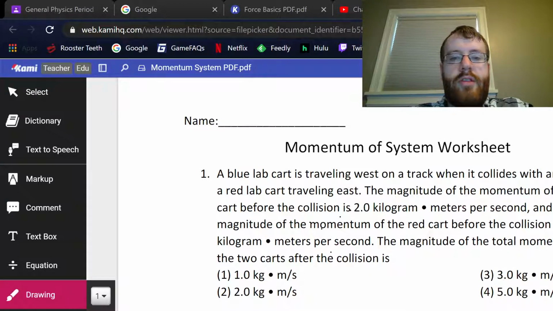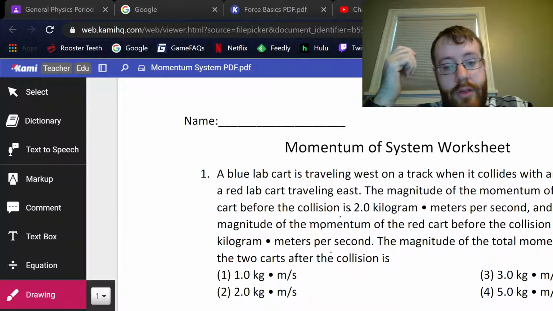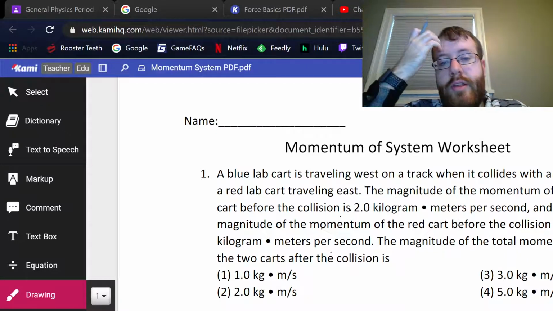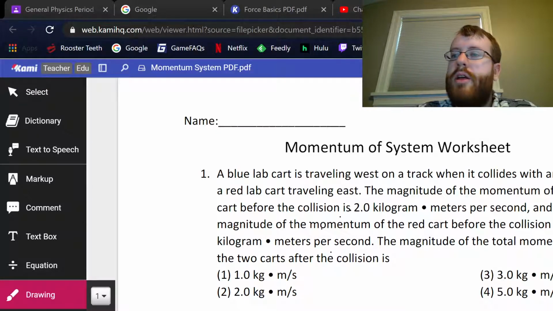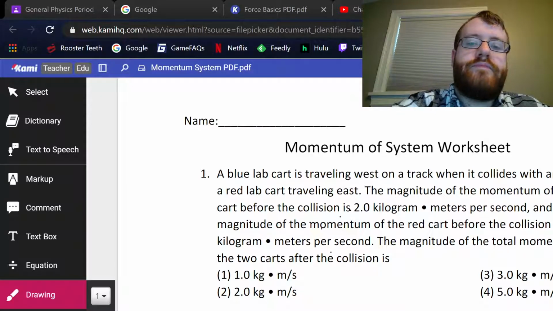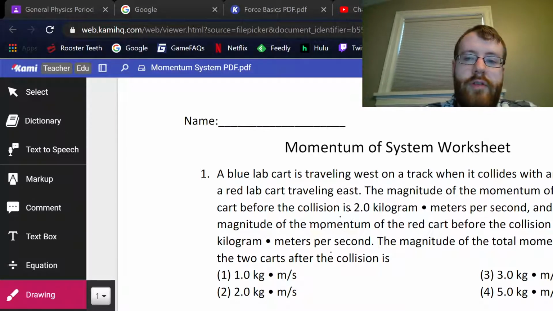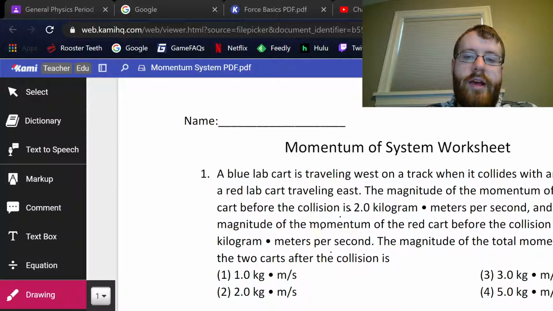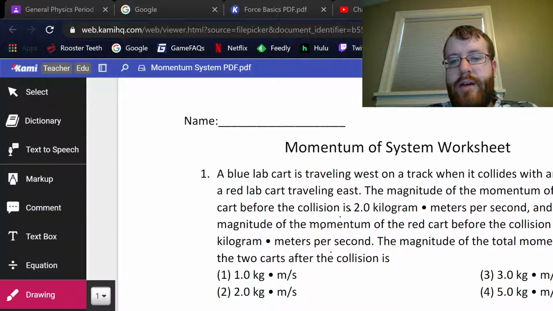All right, so let's start with question 1. So a very wordy question overall, but kind of the key parts is that we have a blue cart that is traveling to the west and has a momentum of 2, and a red cart that's traveling to the east and has a momentum of 3 kilograms per second. And it's asking the total momentum after they collide.